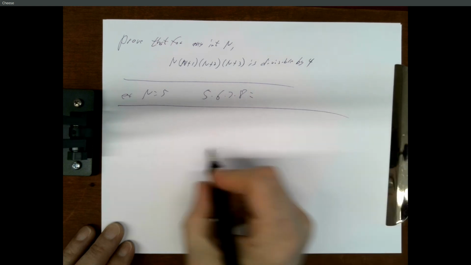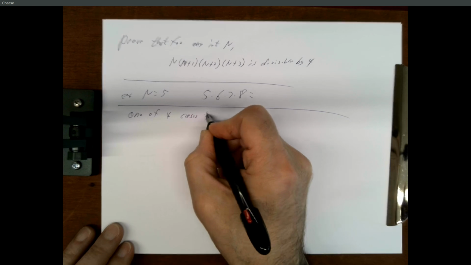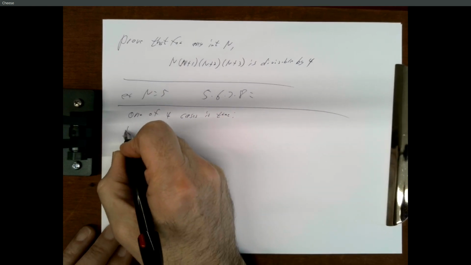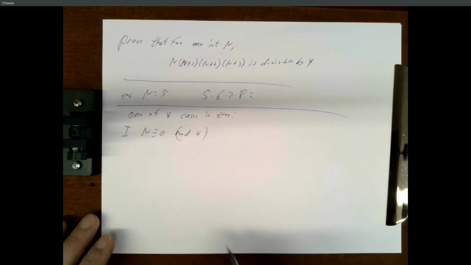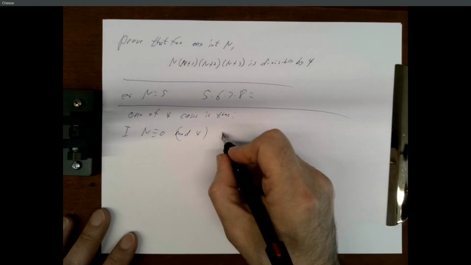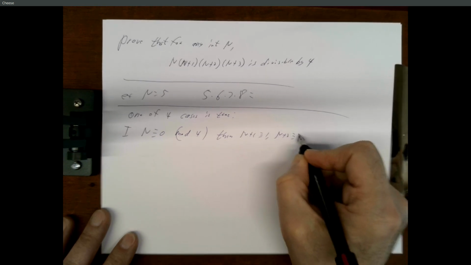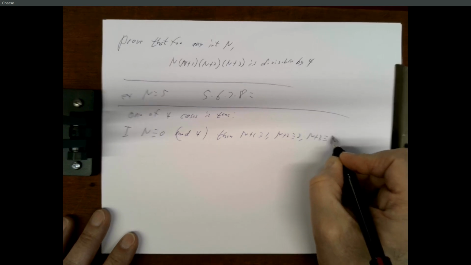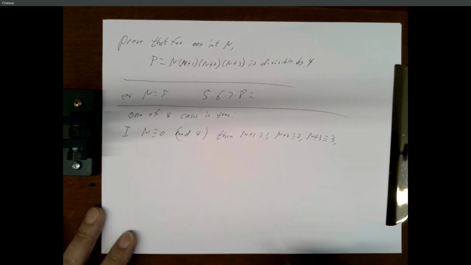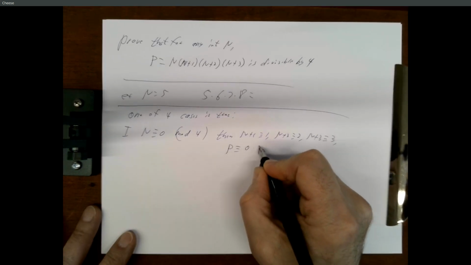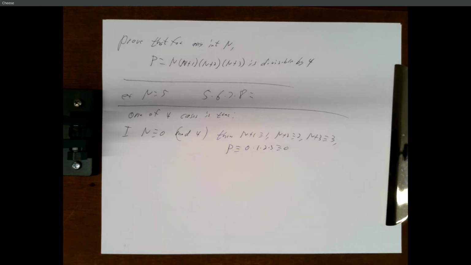Because for any number n, one of 4 cases is true. Case 1, n might be congruent to 0 modulo 4. Then n plus 1 is congruent to 1, n plus 2 is congruent to 2, n plus 3 is congruent to 3. And let me call this product P. And so P would be congruent to 0 times 1 times 2 times 3, which is just 0, which means that product's divisible by 4.